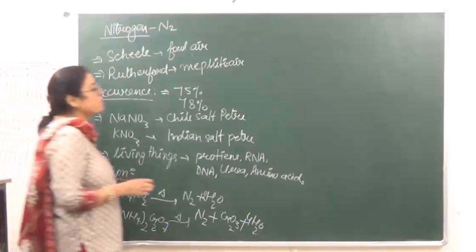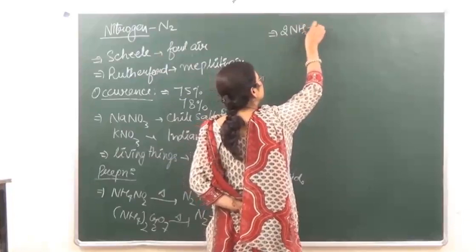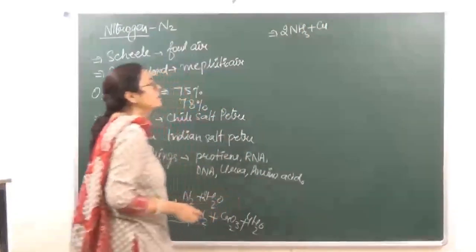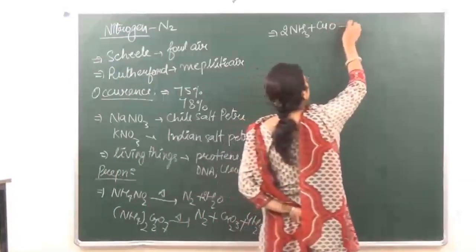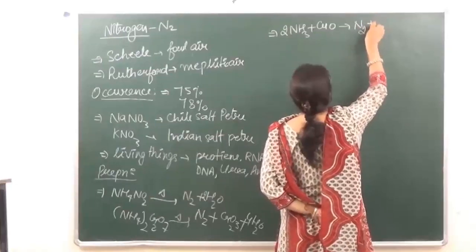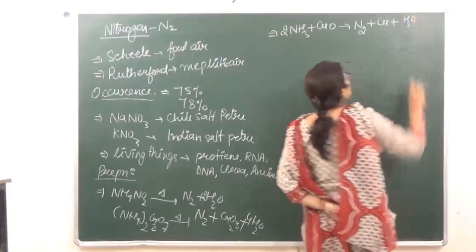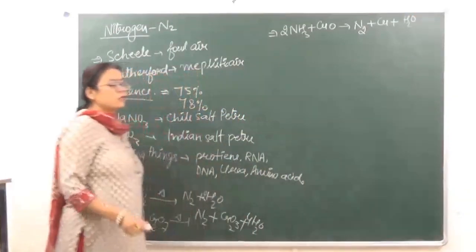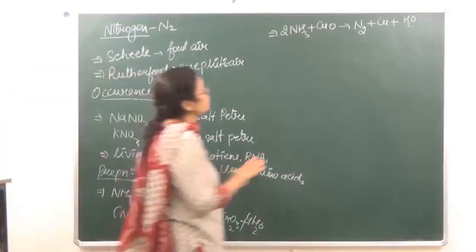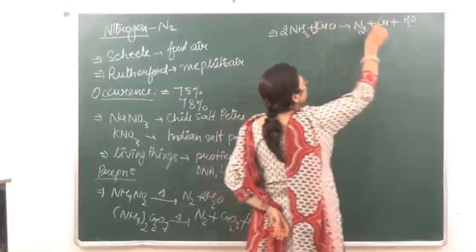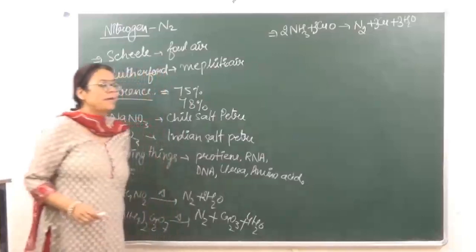Pure nitrogen that is prepared by reacting ammonia with copper oxide. It is going to give us nitrogen and copper and water. Now इसको आप balance कर लो reaction को. We will have 3 and 3 and 3. This is how we can balance the reaction, right?